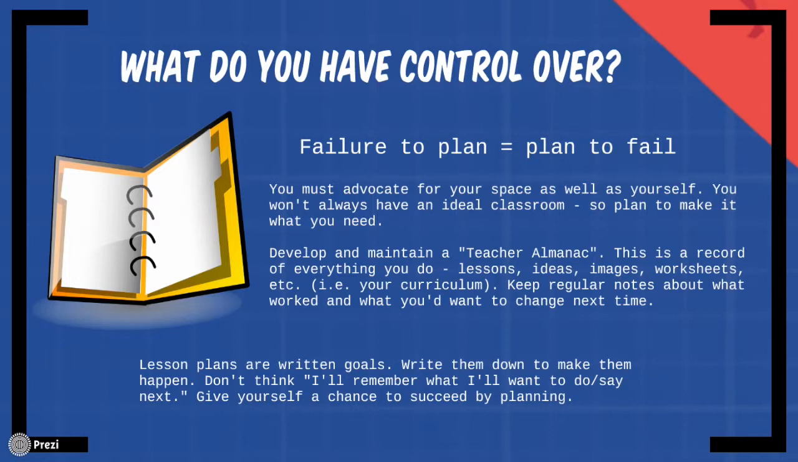Lesson plans are written goals, basically. We've talked about the importance of the rationale behind lesson plans. You want to write them down to make them happen. If you don't write it down, it's not necessarily going to happen. Don't think, "I'll remember what I'll want to say or do next, I don't need to write that down." Or, "Well, I always do this, so I don't need to write that down." Give yourself a chance to succeed.